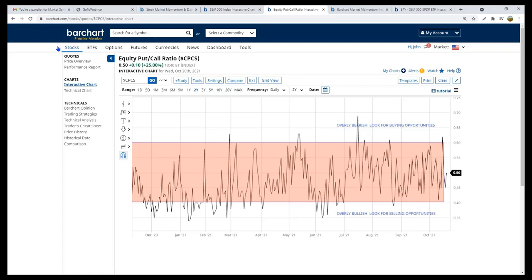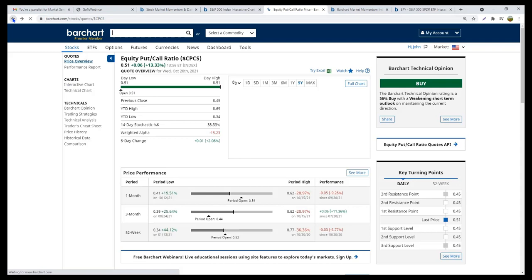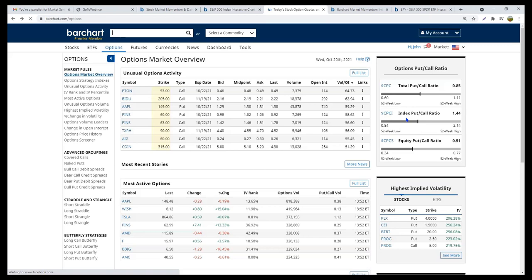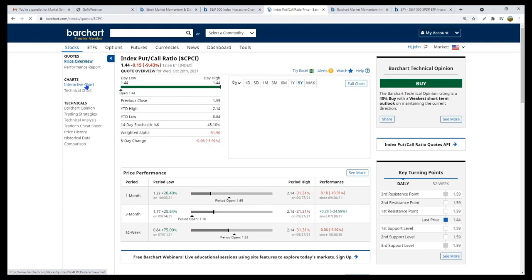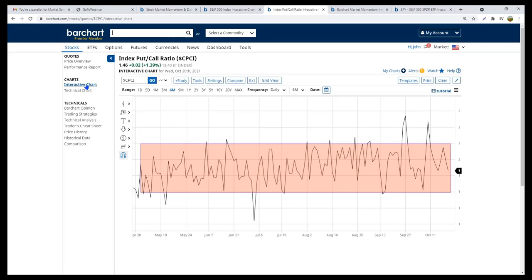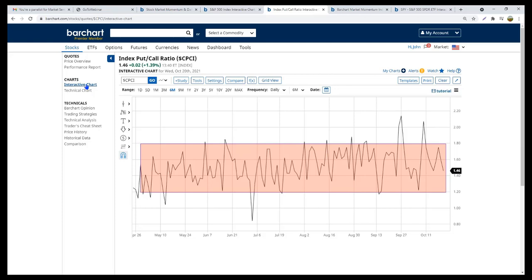Let me go back to our options page. And we look at the indexes, put call ratios. Again, I'll go to my chart. And what we see here is we see much higher ratio. Now, the reason for that is that indexes are a lot easier for large institutional investors to buy kind of blanket protection to the portfolios, right?